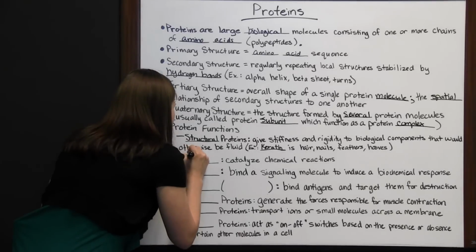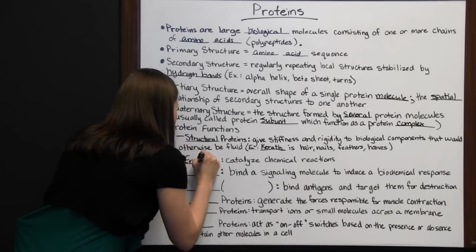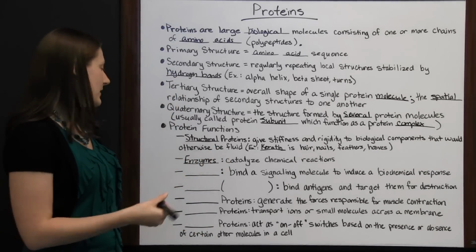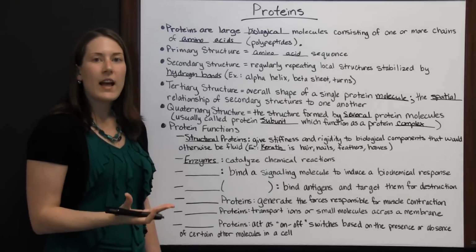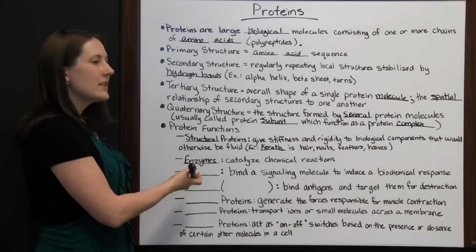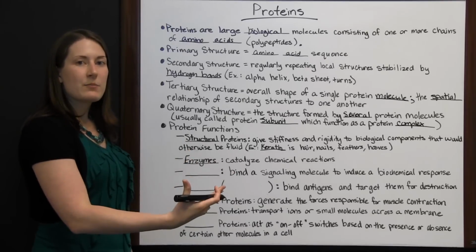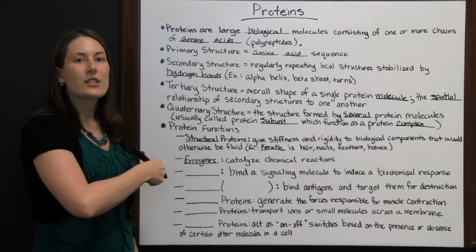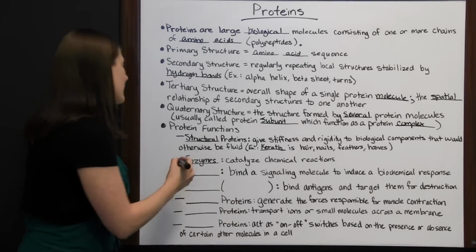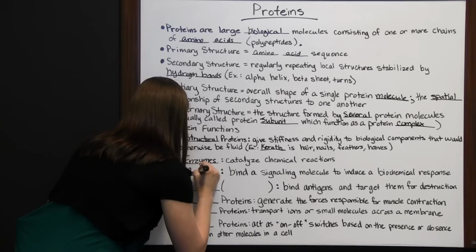Next we have enzymes. And enzymes catalyze chemical reactions. So there's a chemical reaction that needs to take place, but it won't be able to take place until this enzyme is present. When the enzyme is present, it catalyzes the chemical reaction and speeds it up and lets it occur. Next, you've got receptors.